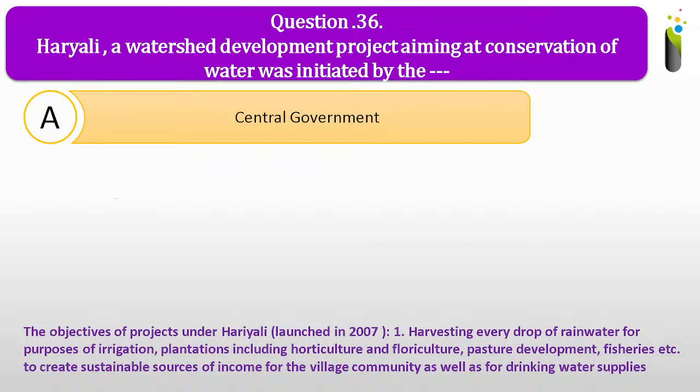The objectives of projects under Haryali, launched in 2007, are first, harvesting every drop of rainwater for the purpose of irrigation, plantations including horticulture and floriculture, pasture development, fisheries, etc., to create sustainable sources of income for the village community as well as for drinking water supplies.